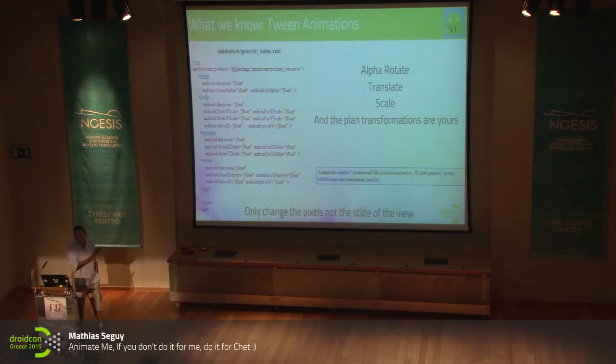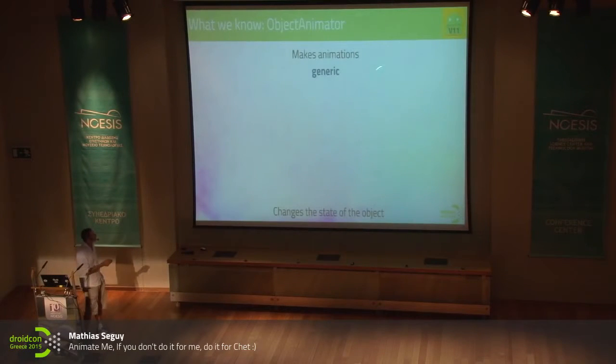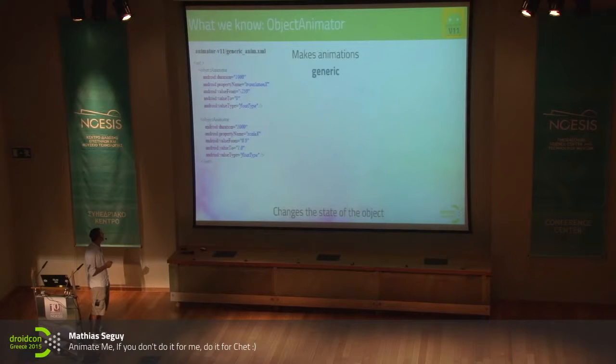So, anyway, it's simple. But with the Honeycomb version, we have object animator that makes animation generic. I will talk about that later. And so we have our object animator now, and instead of saying I have a translate here, I will say my property is translationX. It's the only change we have at the XML level. So it's really simple to migrate from tween animation to object animator.